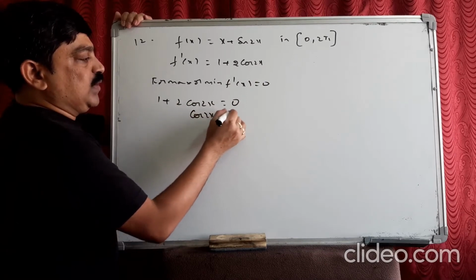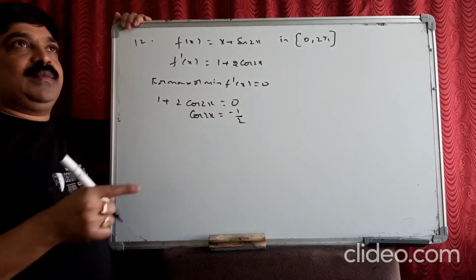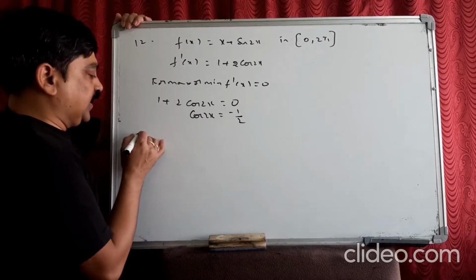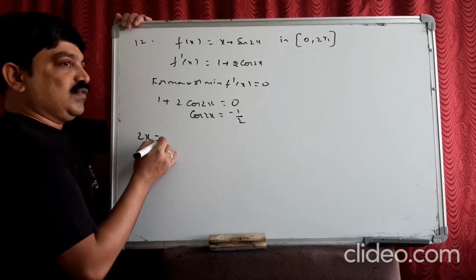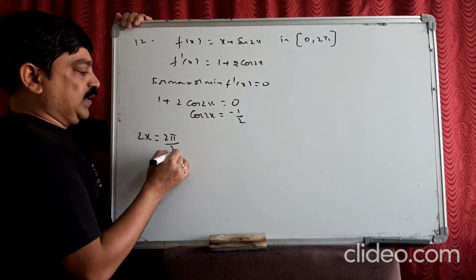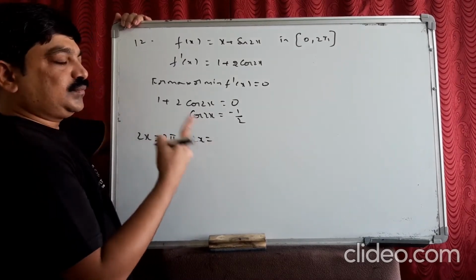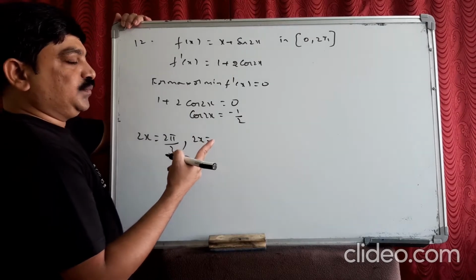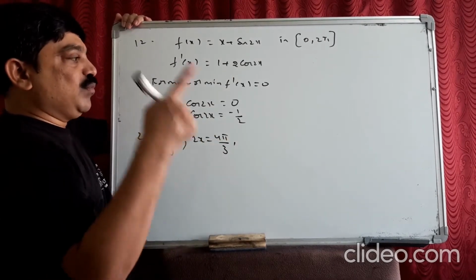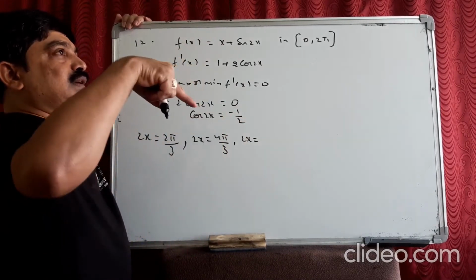Cos 2x is minus 1 by 2. Negative. Cos 2x is negative. It will be in second and also in third. Suppose if you take it in second, 2x will be 2 pi minus pi by 3, 2 pi by 3. If it is in third, it will be pi plus pi by 3. 2x is 4 pi by 3. And also you can take again one more rotation, because 2x is equal to again 2 pi.